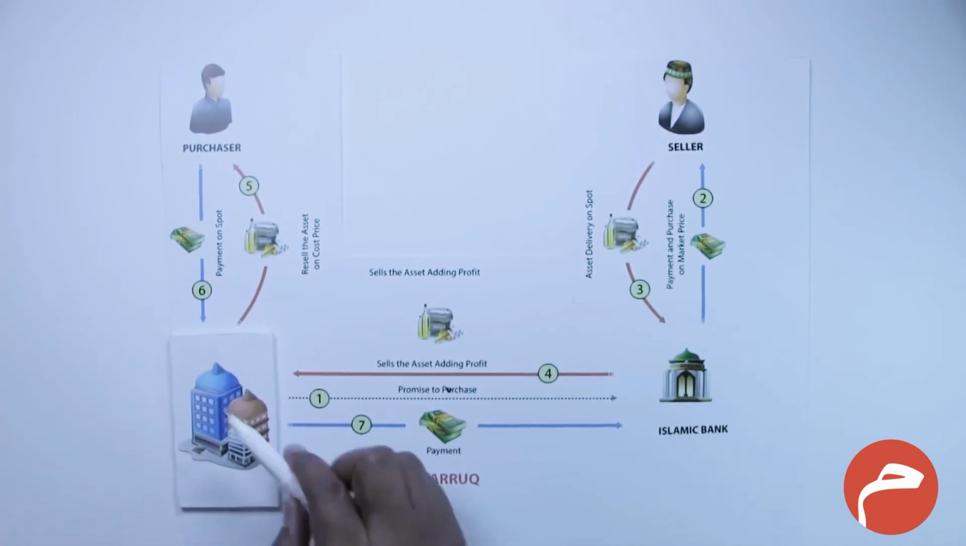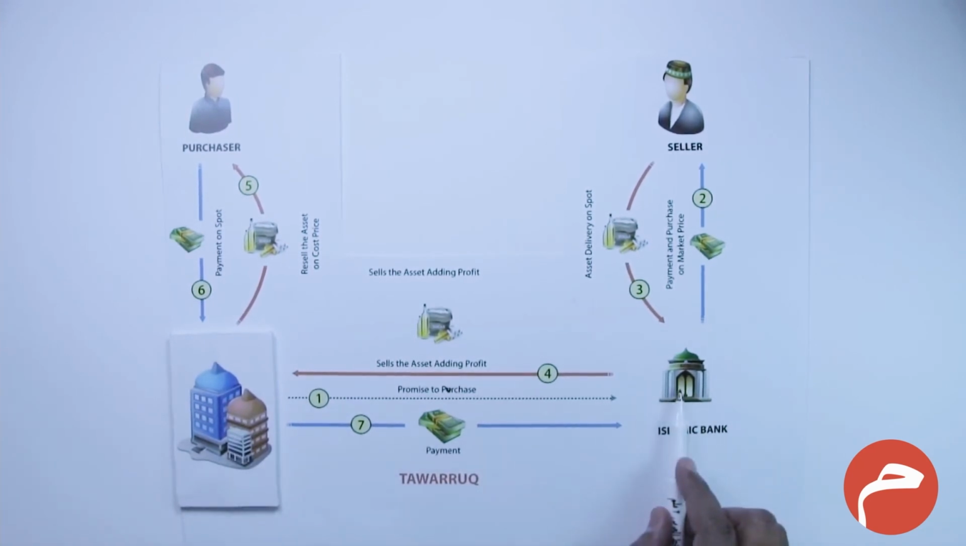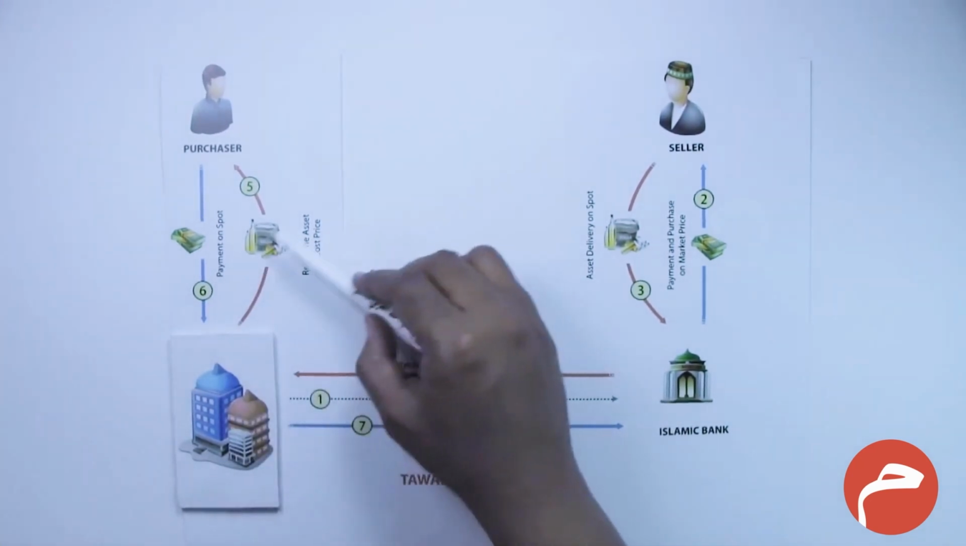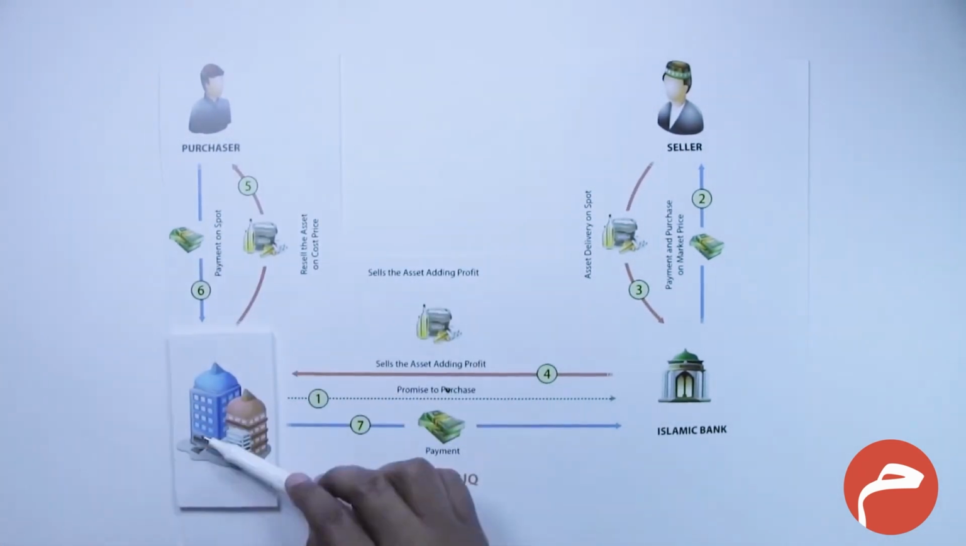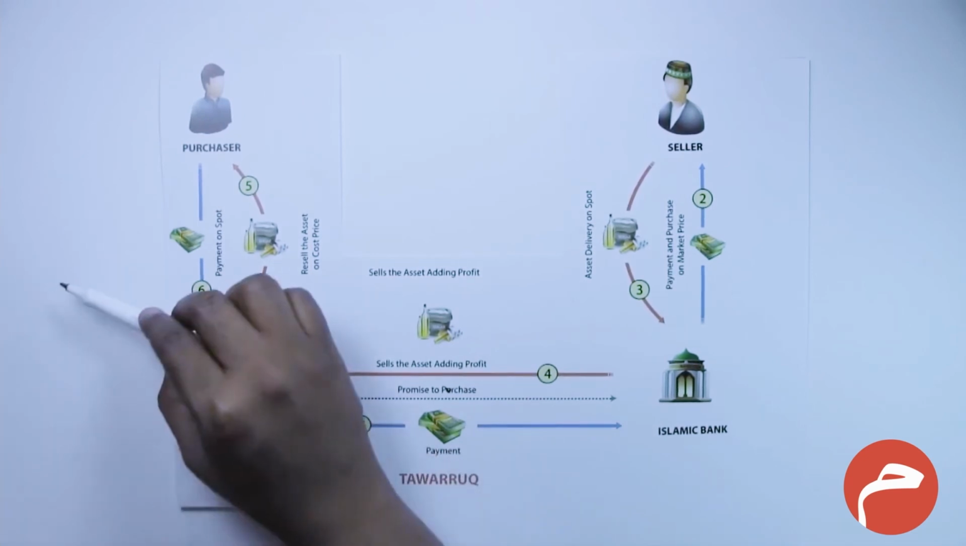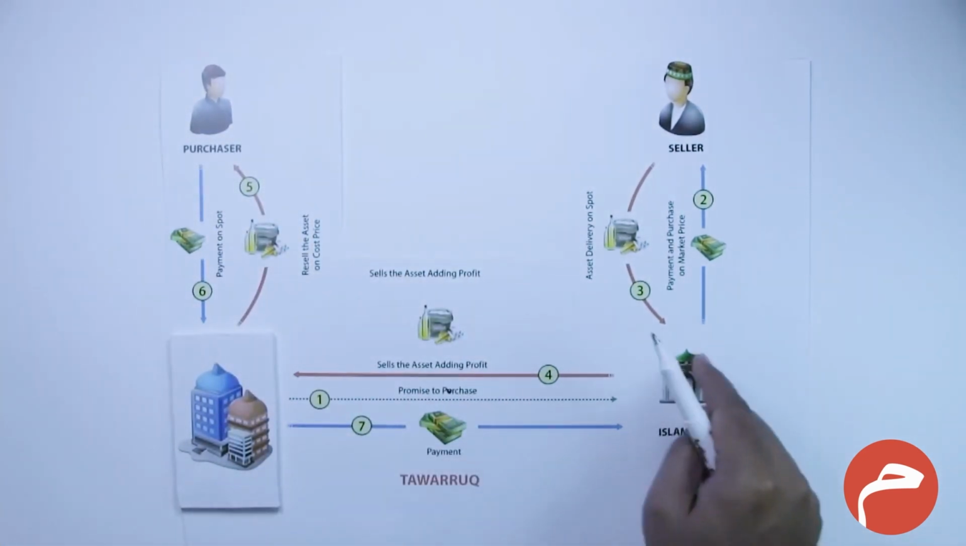The third point is that when the company has purchased the assets through a Murabaha, then the company should not appoint the Islamic Bank as its agent to sell these commodities to a third party purchaser. So the company either should directly sell it, or the company should appoint another agent to facilitate selling it to the purchaser, but it should not appoint the Islamic Bank.